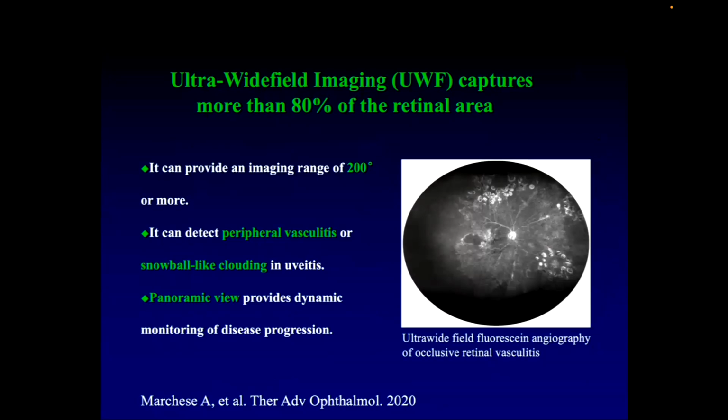Ultra-wide field imaging captures more than 80% of the retinal area. It can provide an imaging range of 200 degrees or more. It can detect peripheral vasculitis or snowball-like opacities in uveitis. Panoramic view provides dynamic monitoring of disease progression.